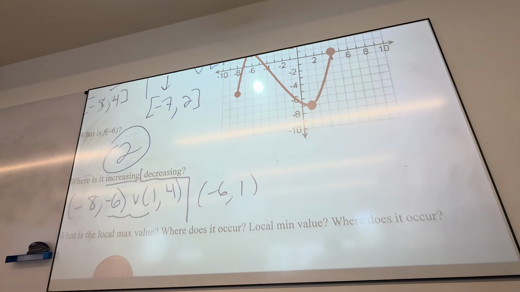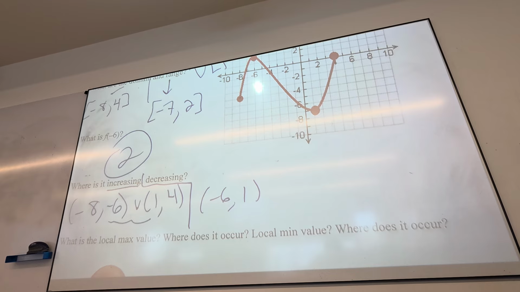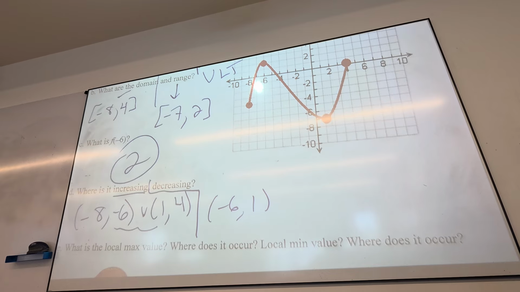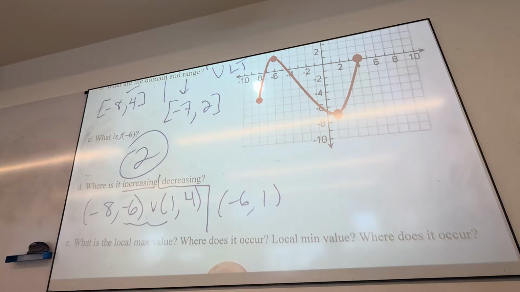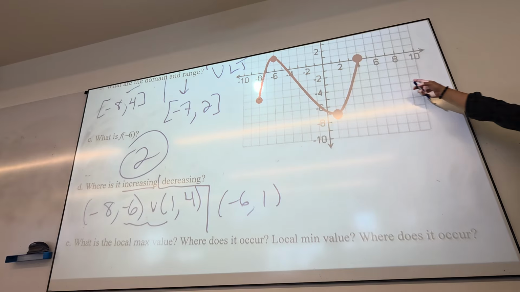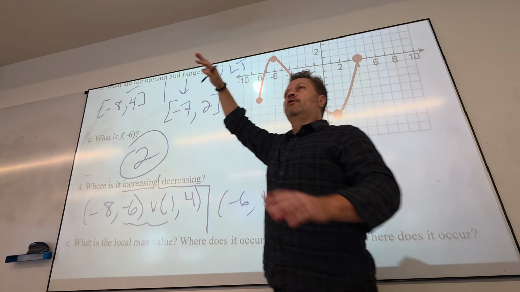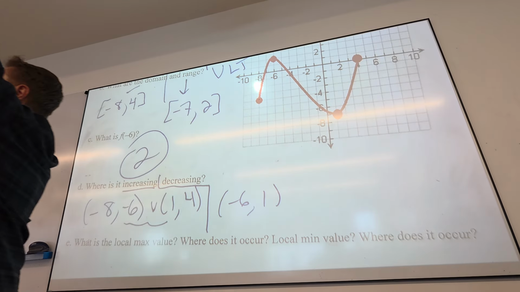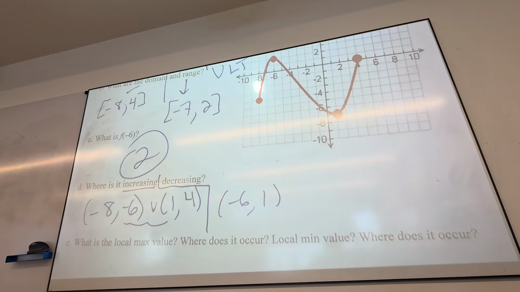What's the local max value? What is the value and where does it happen? It's like if this is profit, what's our locally maximum profit? 2. Like if that was in the thousands, or maybe it is $2, like it's our lemonade stand, right? So our locally maximum value is 2.